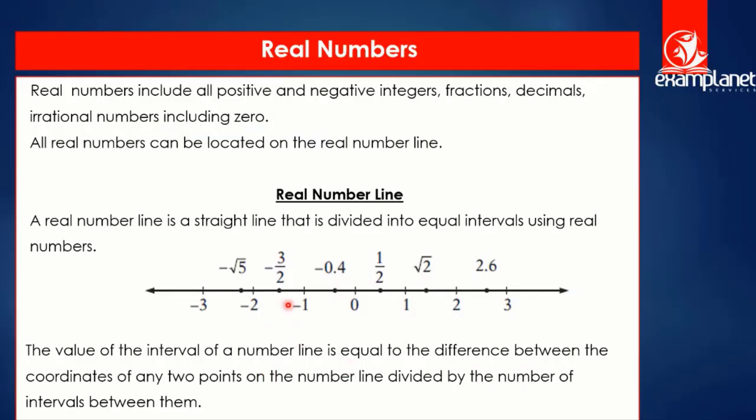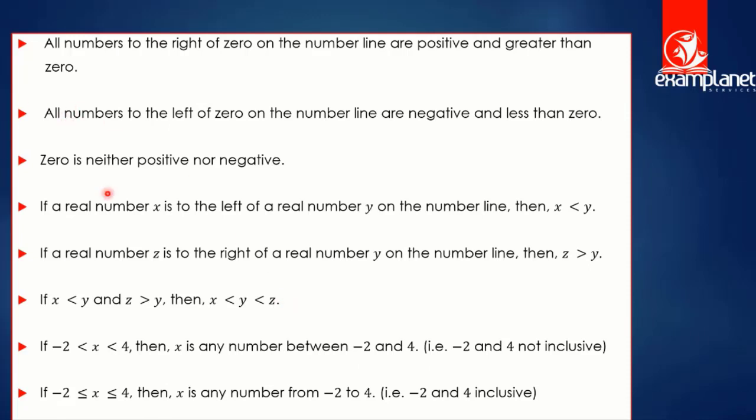So now we have this point that we can note. All numbers to the right of 0 on the number line are positive and greater than 0. Any number to the right of 0 is a positive number and is greater than 0. So for instance, a number like 1 is to the right of 0. A number like 0.1 is to the right of 0. A number like 10 is to the right of 0. So they are positive and they are greater than 0.